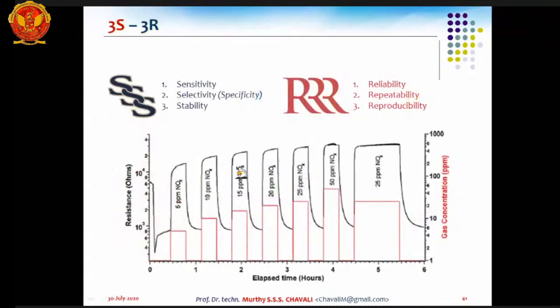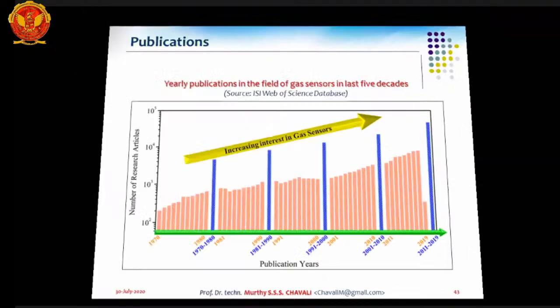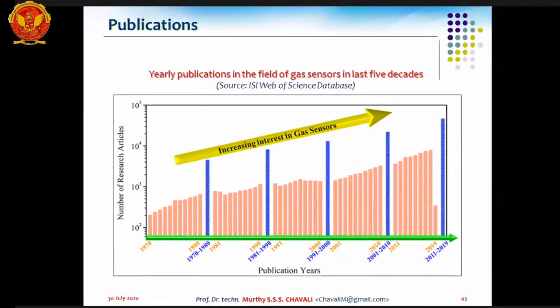Another important thing that you need to have in a typical sensor is going to be 3S and 3R. One is sensitivity, selectivity, stability, which is the most important. Otherwise, we don't know where the signal is coming from. And it has to be reliable, repeatable, and reproducible. Whoever does it, it should be reproducible, and the signal has to be very reliable to get optimum sensor gas dynamics.